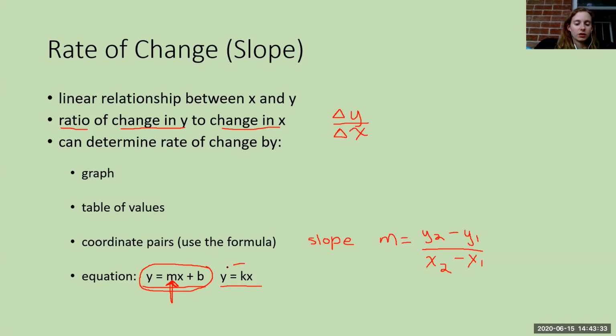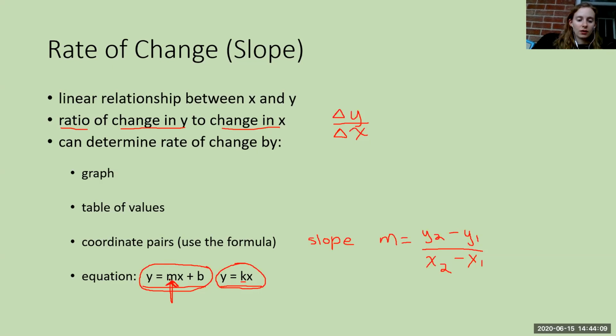And then very similarly with this second form of a linear equation. So this form is what you'll see when we're talking about proportional relationships, which are a special type of linear relationship. In this case, you often see the letter K used instead of M. Again, that's just a placeholder for a number. There's no special reason why we use those letters. So here, K is just some number that's being multiplied with X. That's going to be our slope, or our rate of change.